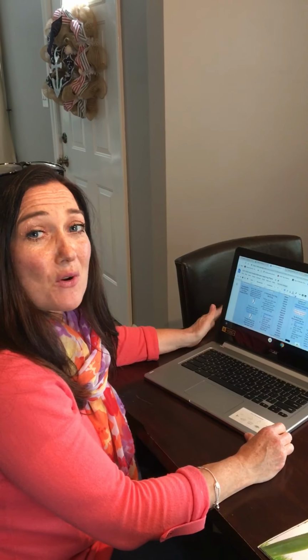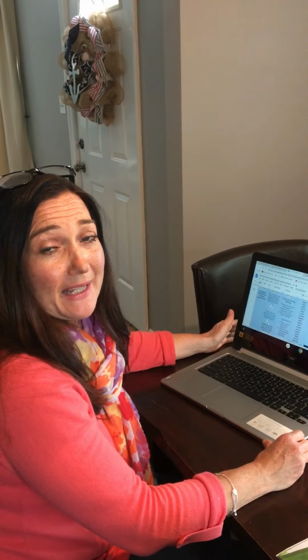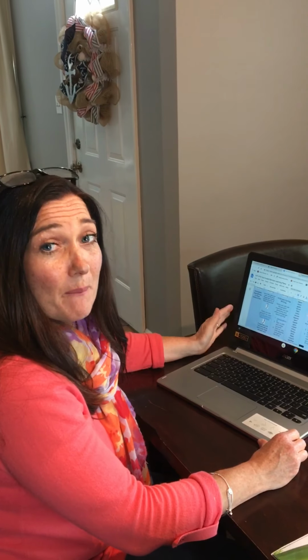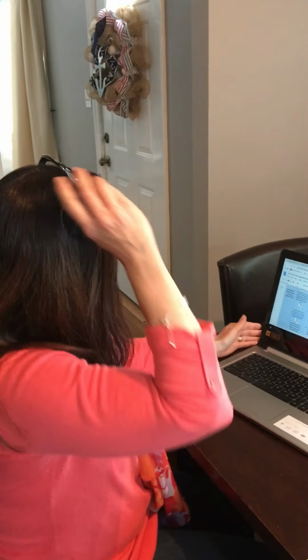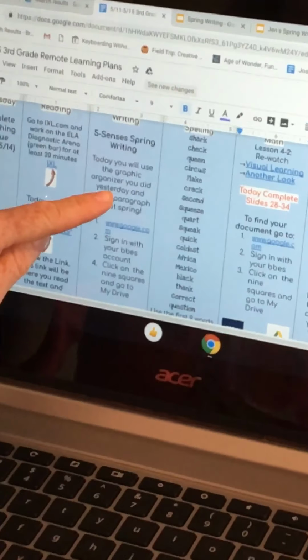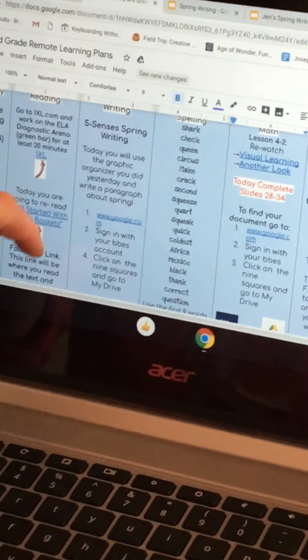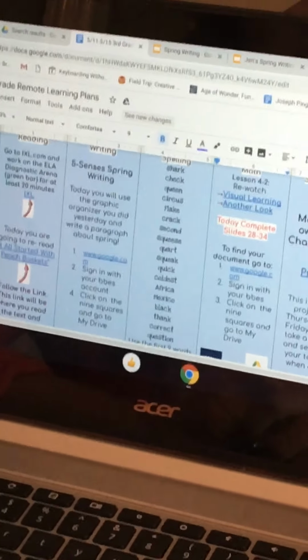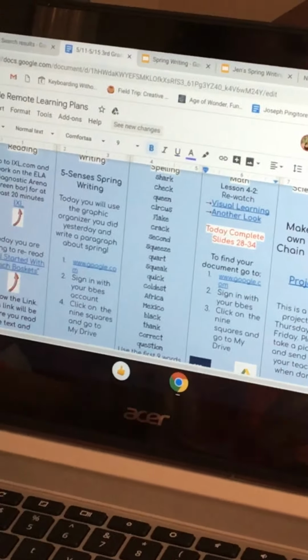Today I'm going to show you how you can use your graphic organizer from yesterday's writing to actually make your spring writing today. So come on close to the computer. Today it says Five Senses of Spring writing. You will use the graphic organizer you did yesterday and write a paragraph about spring. So you're going to bring up the graphic organizer that you did yesterday.